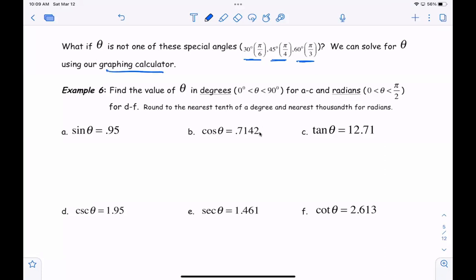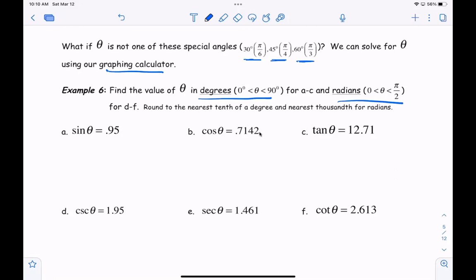In the first three examples, letters A through C, we're going to solve for theta in degrees on our calculator. And in the last three examples, we're going to solve for theta in radians. So in example 6a, we're told that sine theta equals 0.95. So we want to find the angle who has a sine of 0.95.